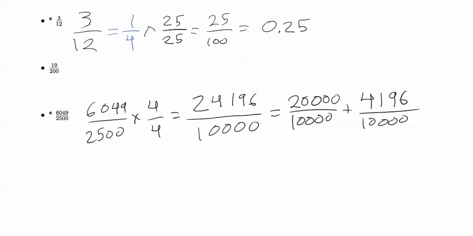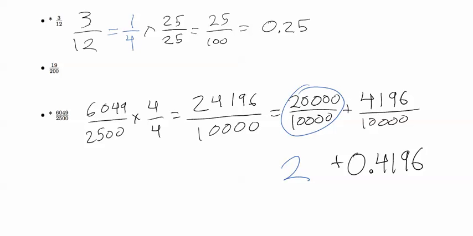Now this number here is just 2, and this number, if we look at the tricks we were using earlier, is just 4,196 10,000ths. So we can just compute this as 0.4196. Now, we can just add these two numbers together to get 2.4196, which is our final answer. So this fraction that we started with, 6049 over 2500, is actually equal to 2.4196.